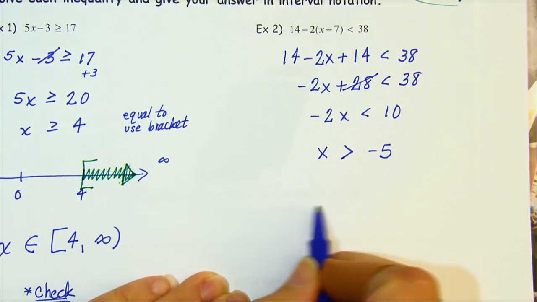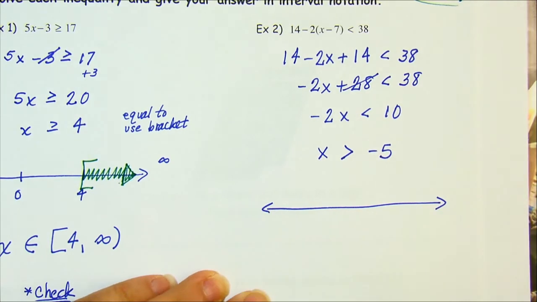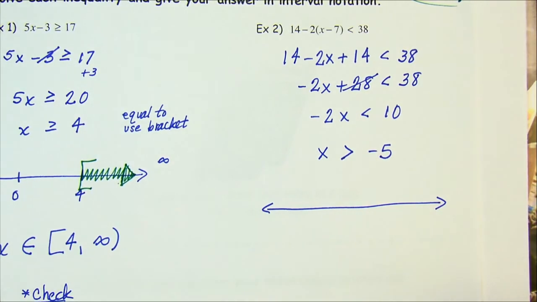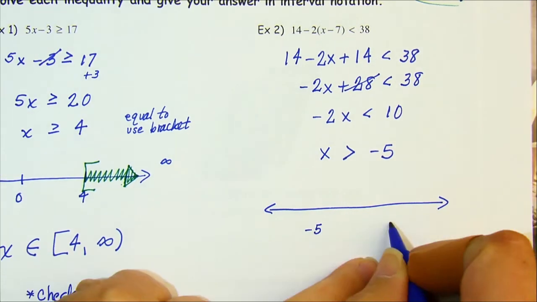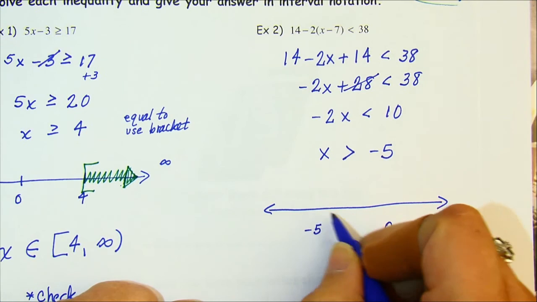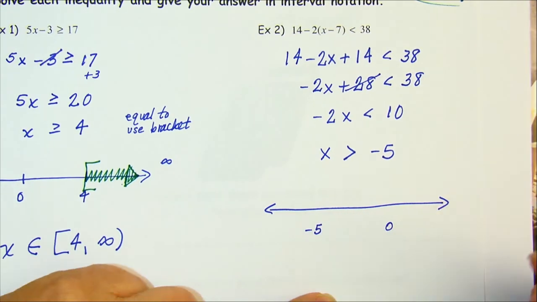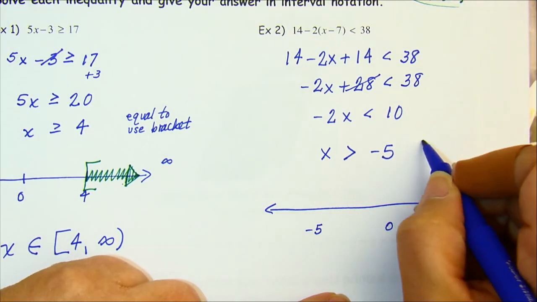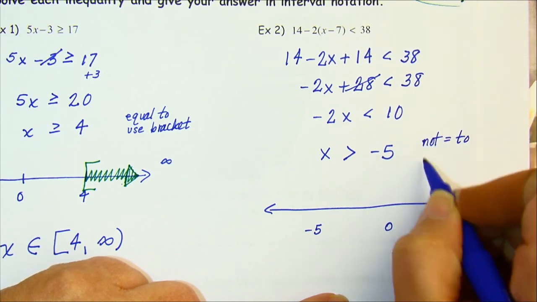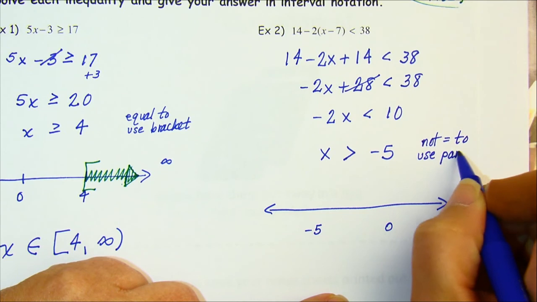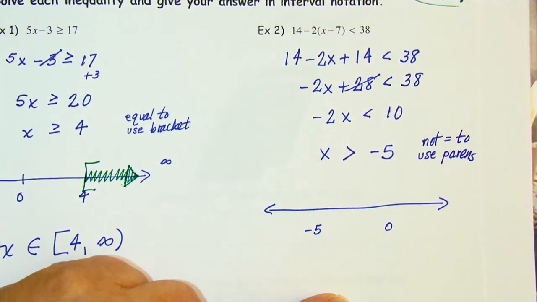And then I want to graph this. So remember what we said before, we want to see negative 5 on the number line for sure. We also want to see where is 0 with respect to negative 5. So I know 0 is greater than negative 5. I'm going to place negative 5 over here. I'm going to put 0 over here. You could put the little tick marks on the number line equally spaced, but I don't think you need it. This is not equal to, so use parentheses, okay? I'm going to use a parenthesis on negative 5.